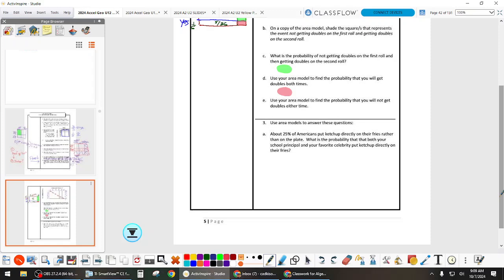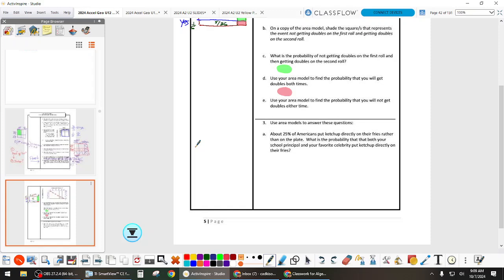And one thing I want to address that came up on Friday, that I did mention was going to happen, so it's really important that you get this figured out. Let's look on page 5 for now. About 25% of Americans put ketchup directly on their fries rather than on the plate.